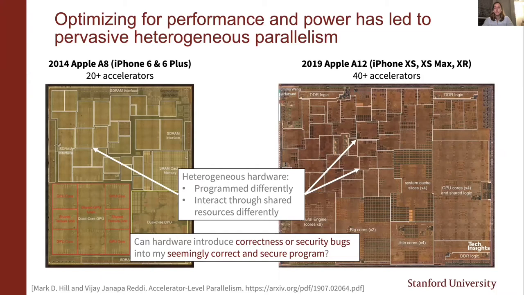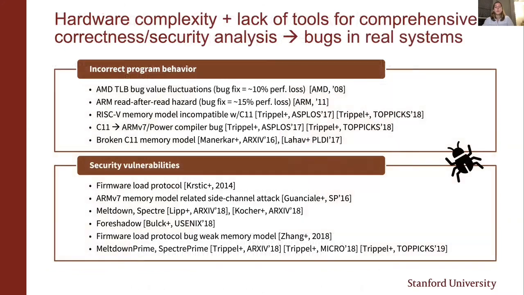This complexity makes it difficult to reason about the ways in which hardware system implementations can potentially negatively impact the correctness and security of programs that run on them. In particular, the complexity of modern hardware systems, coupled with a lack of tools for comprehensively evaluating correctness and security as hardware design metrics, has resulted in real-world hardware bugs that affect the correctness and security of real programs. This slide features some recent examples, some of which were found by tools and techniques I've developed in my work, which are highlighted in red.